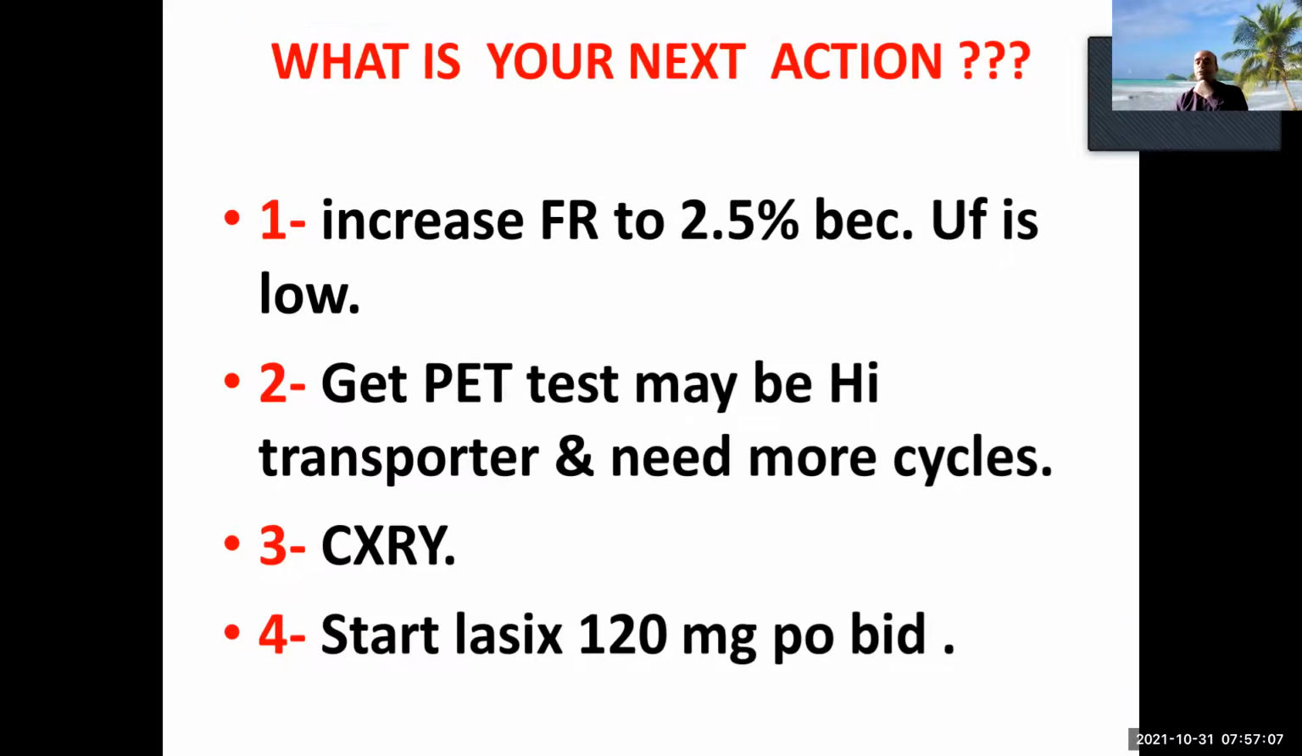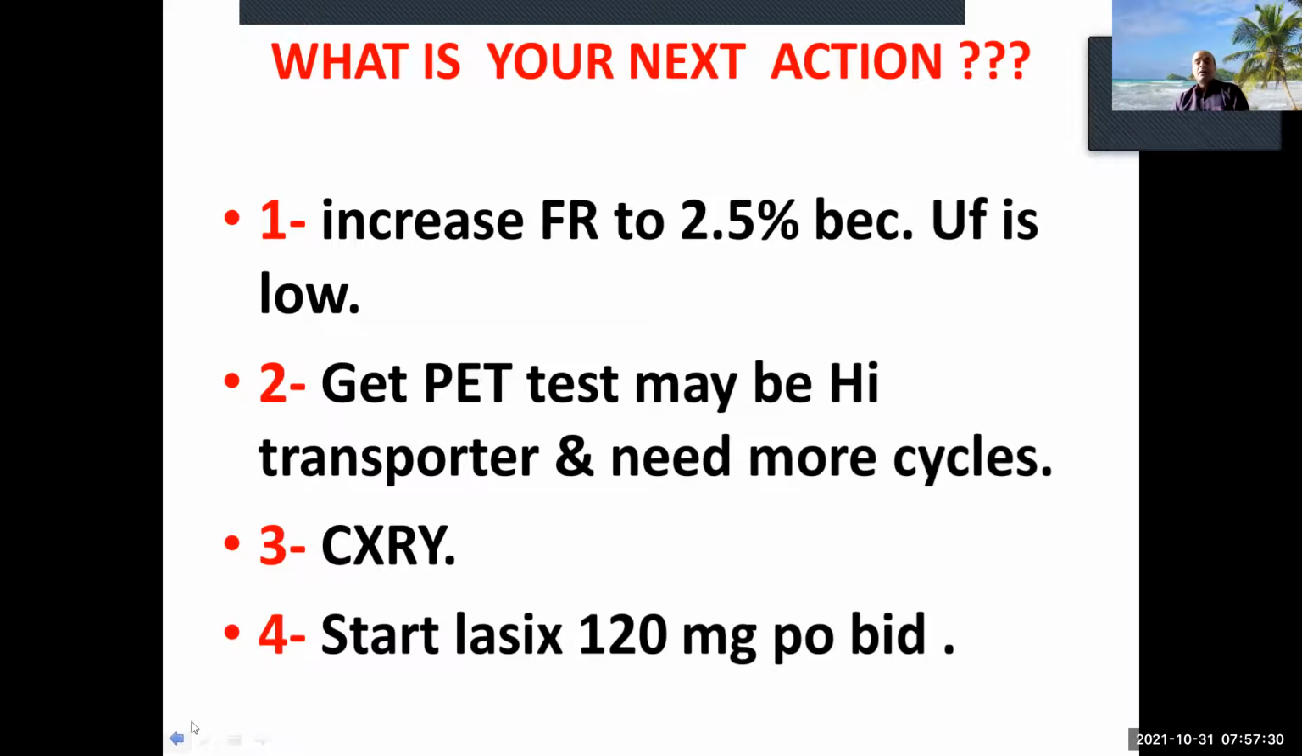Increase the fluid regimen from 1.5 to 2.5 because the ultrafiltration is low? The ultrafiltration is not low. The ultrafiltration is okay, 800, 900 is okay. Or get PET test, maybe high transporter, need more cycles? I think I will not wait for a PET test with a patient short of breath. I think not the option. Or chest X-ray, start Lasix. What's your choice now?